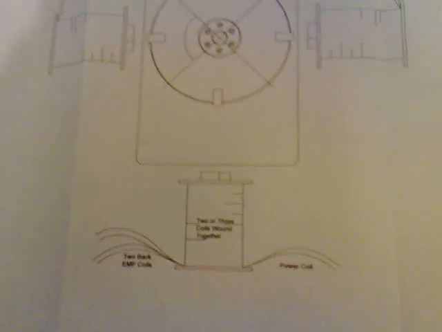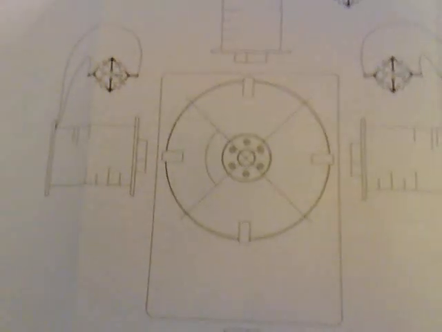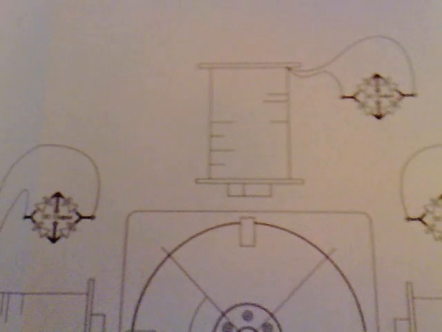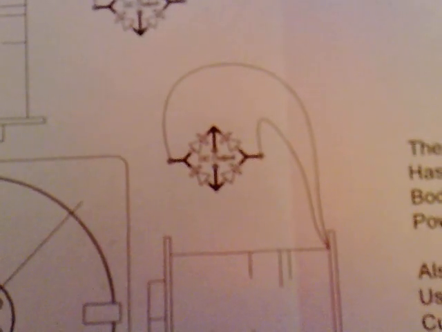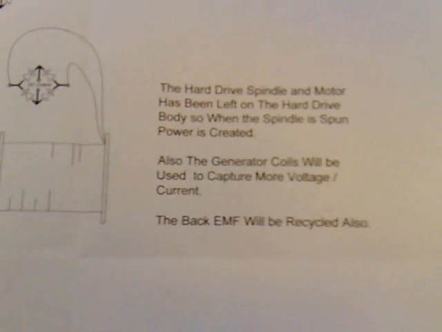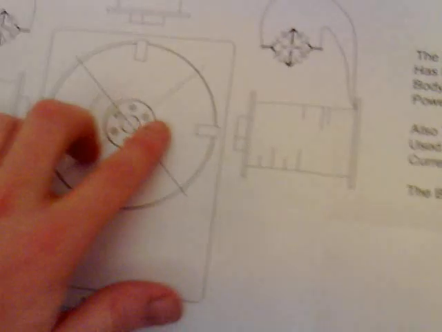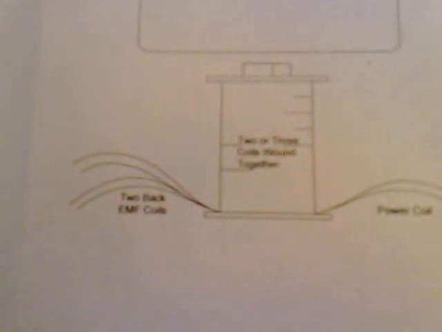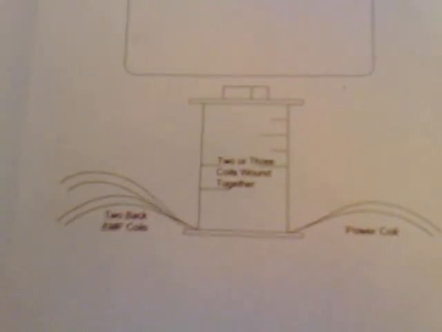Right, I'm going to get back to the drawing board. I'm going to use a hard drive with three generation coils on the outside that are actually going to produce DC voltage. And apart from that, we're going to leave the actual motor that's going to be inside there intact to generate more voltage and current. And the back EMF of a three coil system.